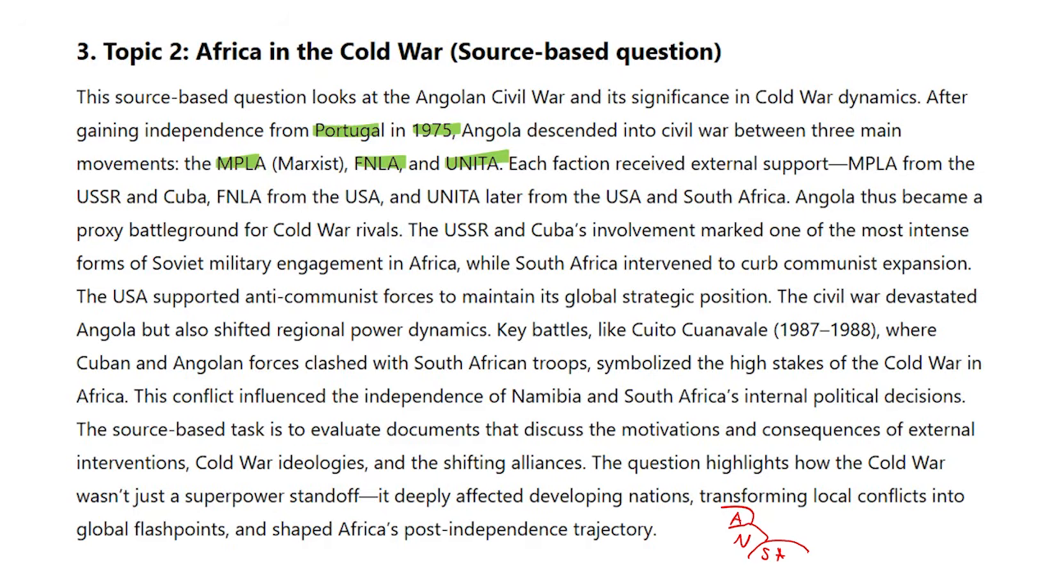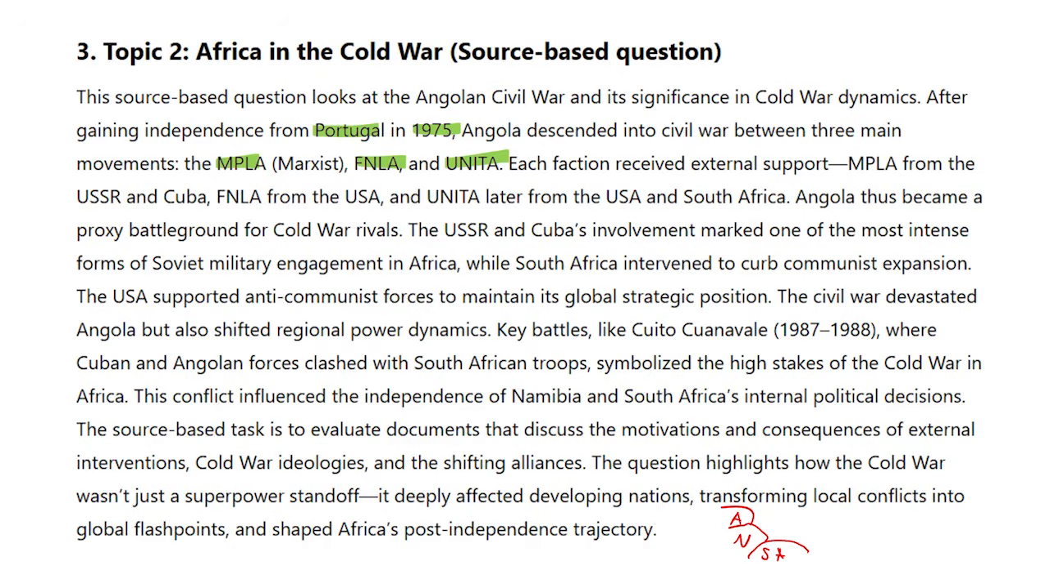So the MPLA, FNLA, and UNITA, they were the 3 main liberation movements that fought for power in Angola, which led to the Angolan Civil War. So MPLA, it was a Marxist organization supported by the Soviet Union as well as Cuba, so even some Cuban troops and medics came through to help, which ultimately controlled the government after independence. But the FNLA, the National Front for the Liberation of Angola, MPLA is Popular Movement for Liberation of Angola. The FNLA, they were a pro-Western group rooted in the Bakongo people of northern Angola. So the FNLA came from the north.